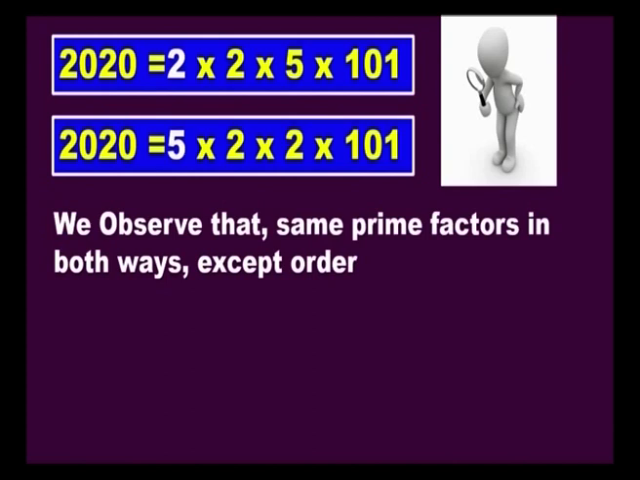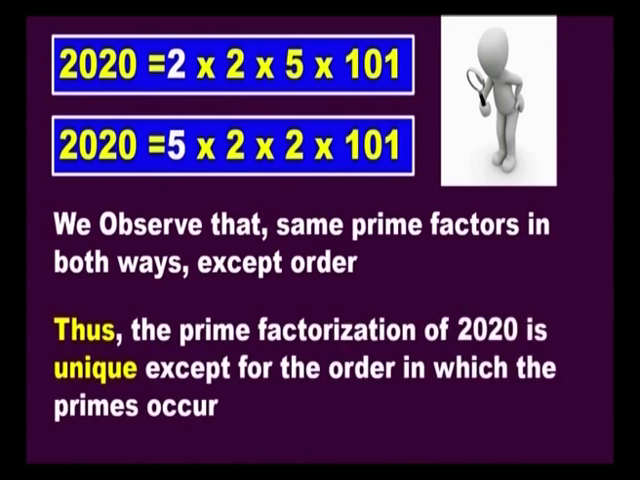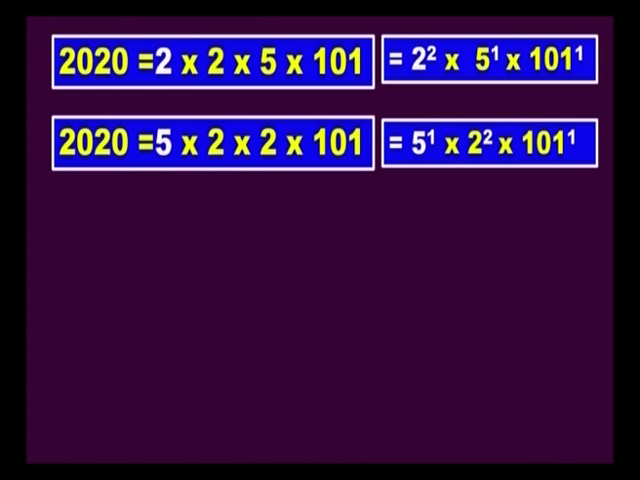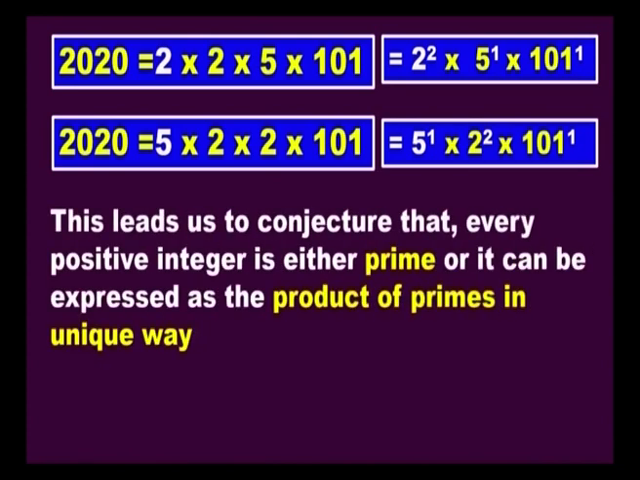If you observe here, we get the same prime factors in both ways except for the order. Thus the prime factorization of 2020 is unique except for the order in which the primes occur. So we can write 2 into 2 into 5 into 101 in power form, that is 2 square into 5 power 1 into 101 power 1, because 5 is coming only one time, so we write 5 power 1, and 101 is also coming one time, so I am writing 101 to the power of 1. So while writing prime factorization, always write in the power form. The second one we have written as 5 power 1 into 2 square into 101 to the power of 1. So both are the same except for the order.